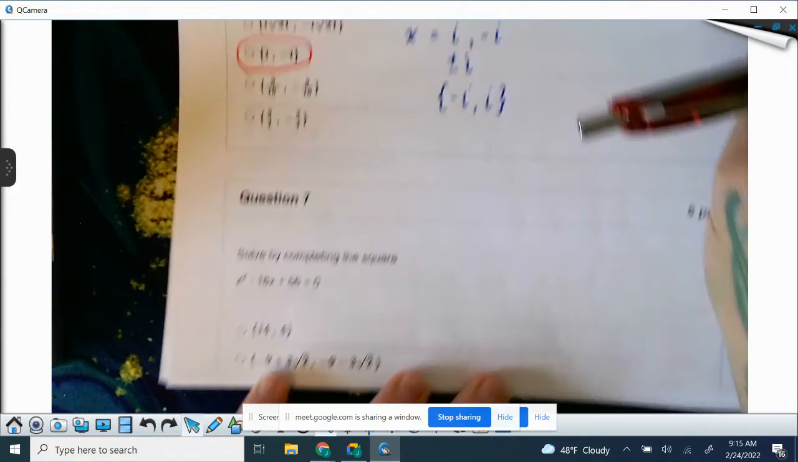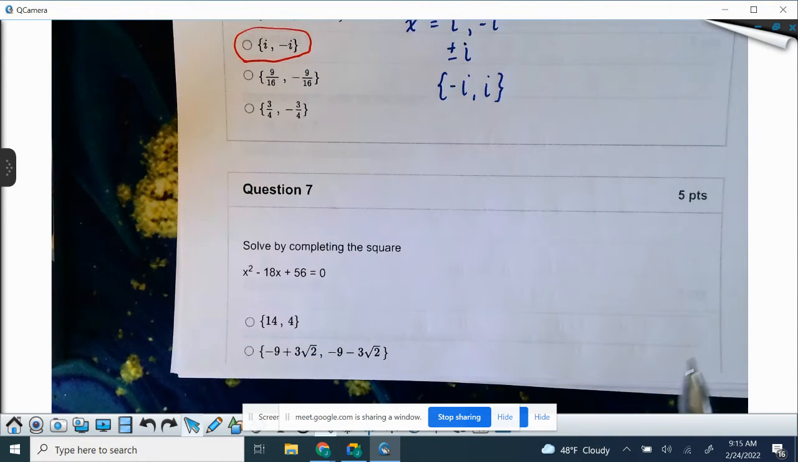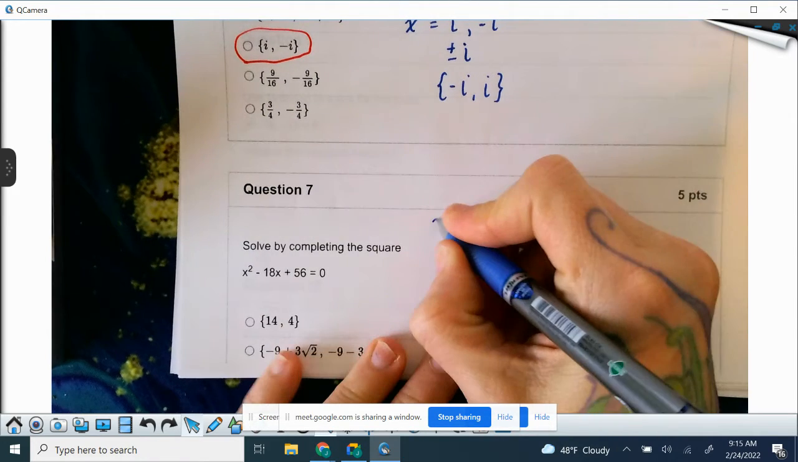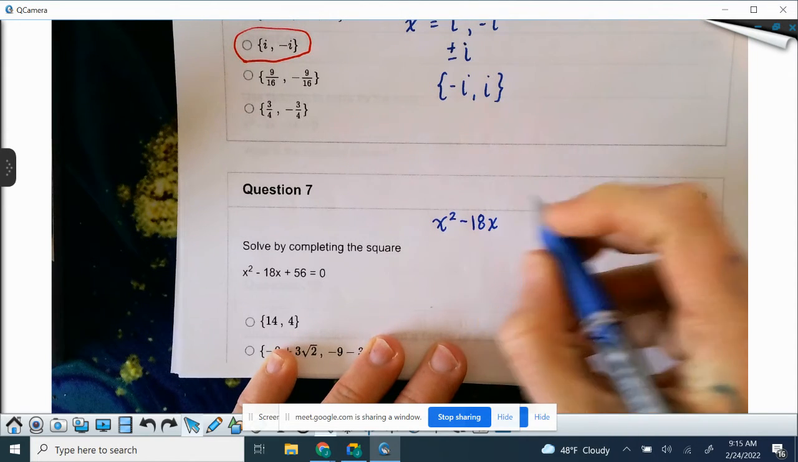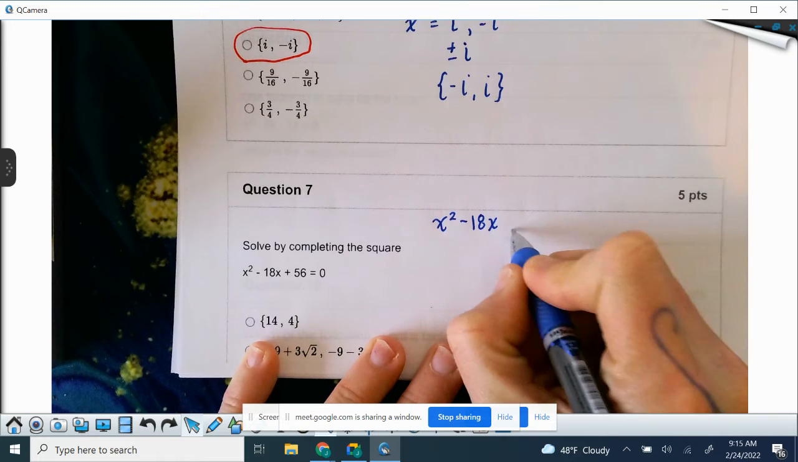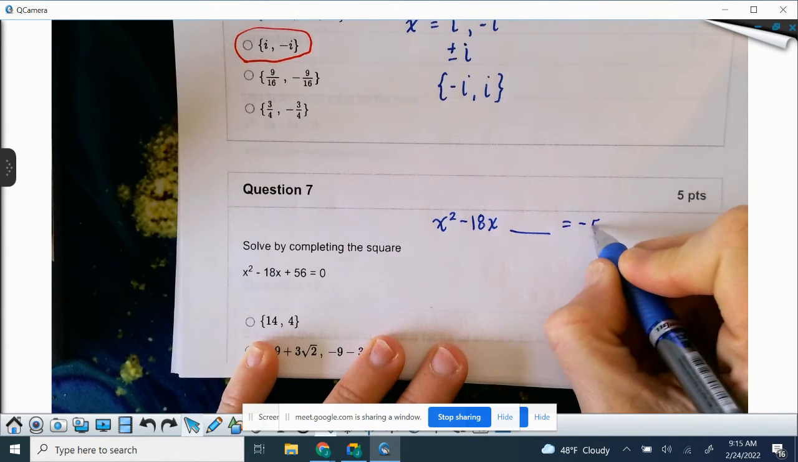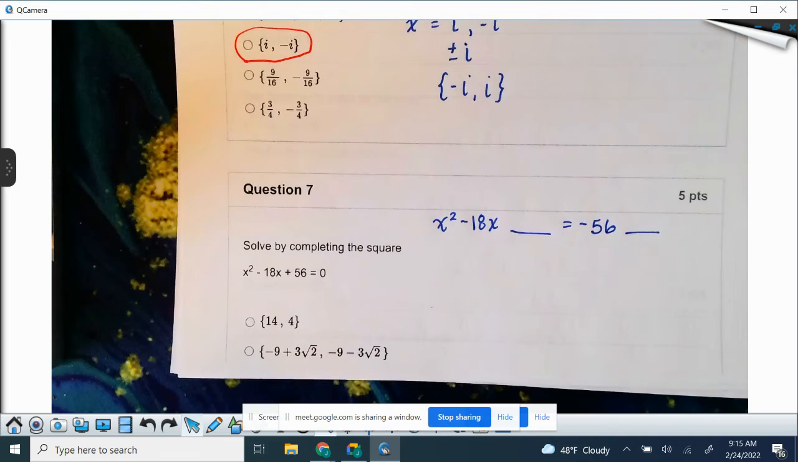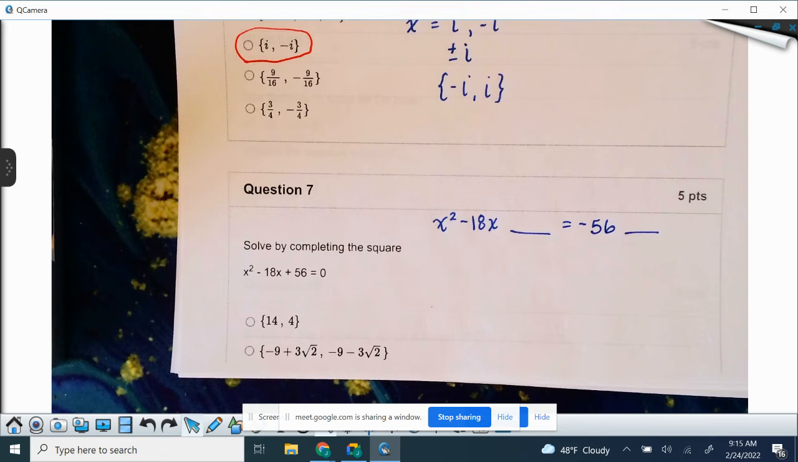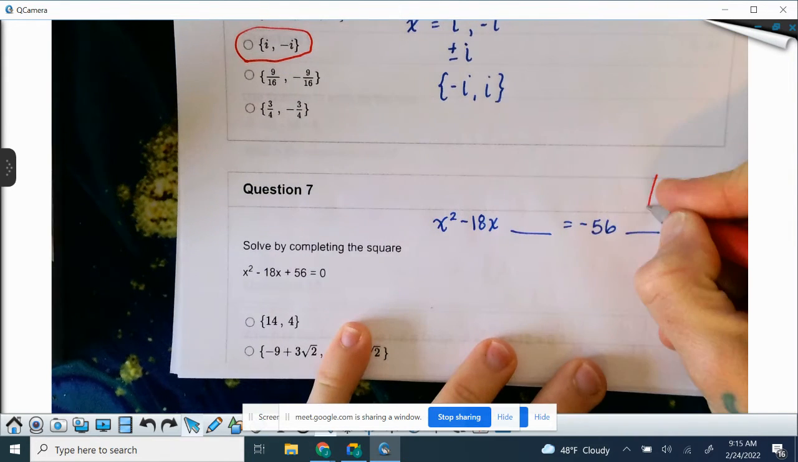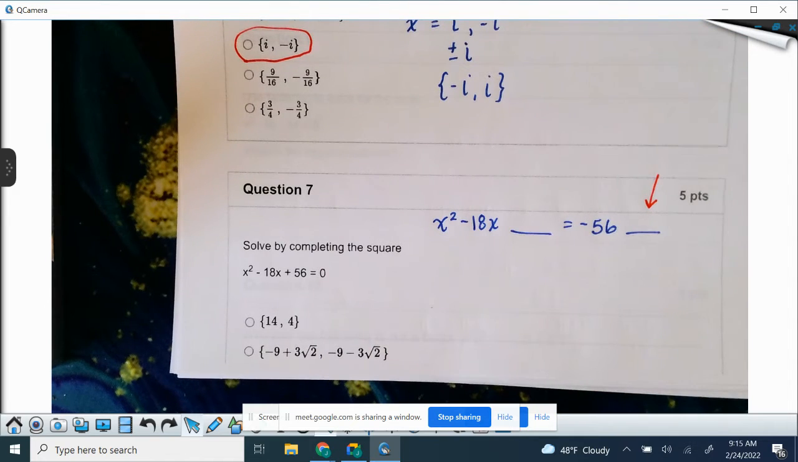All right. Number 7, solve by completing the square. So we're going to do x squared minus 18x. That plus 56, we need to move to the other side. So I'm going to do blank equals a negative 56. And then I'm going to put a blank. Those blanks are just to make sure I'm staying committed to the problem and don't lose attention, because a lot of people will do everything right and forget that second blank, to add it to the other side. We have to remember every time you do anything to one side of an equation, you have to do it to the other side of the equation.